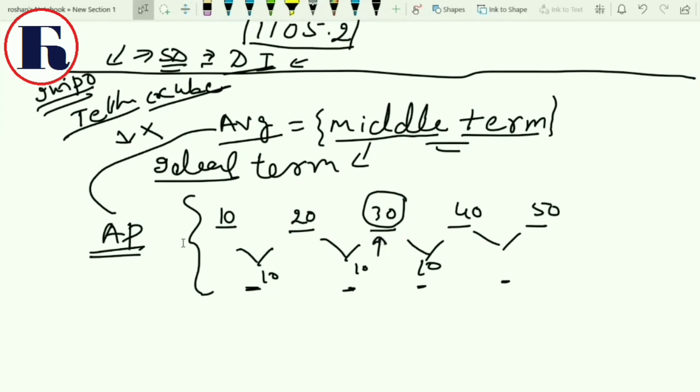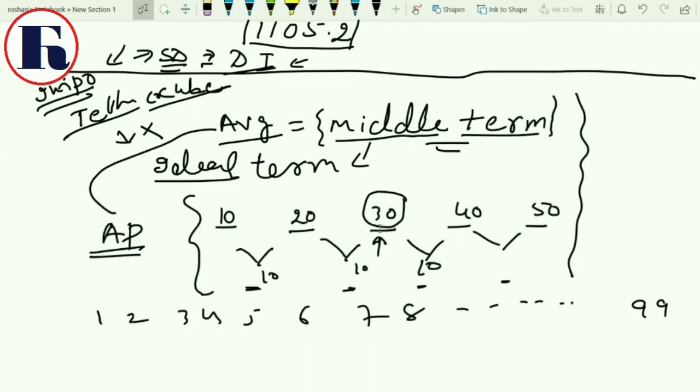And if this is a big number where a middle term is difficult for you to find, like 1, 2, 3, 4, 5, 6, 7, 8, 9, and all the numbers till 99, and you don't know where the middle term is, in that case, you can find the middle term beautifully. Like I got my answer as 30 here. This 30 can also be found like 10 and 50, that is first term 10, last term 50, divided by 2.